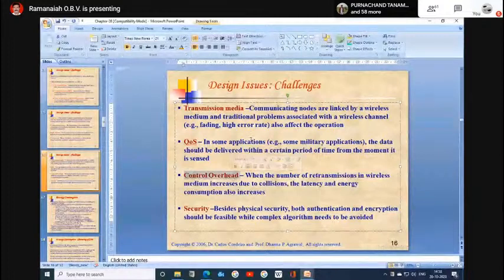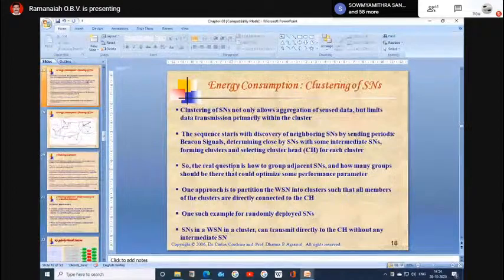And the control overhead. When you are going for routing, how do you minimize the overhead? Then security, you cannot compromise with security. So only authorized people should enter into the network, only authentic people should enter into the network, and only authorized people should use certain resources, certain facilities. So that way, security also gets a big share.